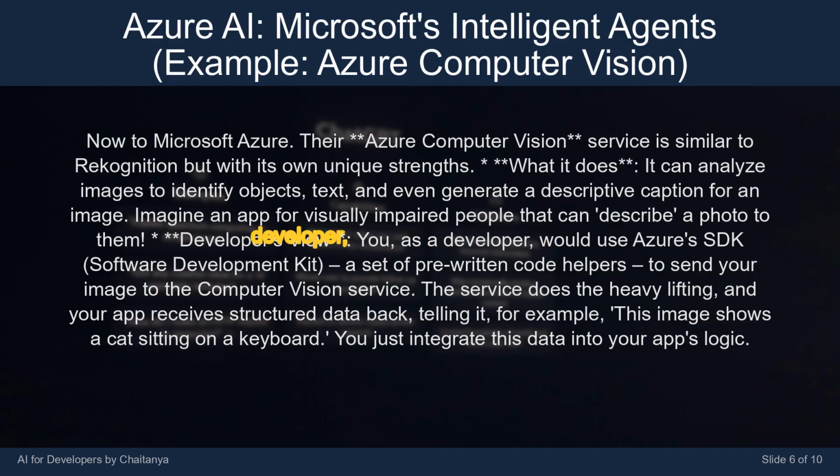Developer's view. You, as a developer, would use Azure's SDK, Software Development Kit, a set of pre-written code helpers, to send your image to the computer vision service. The service does the heavy lifting, and your app receives structured data back, telling it, for example, this image shows a cat sitting on a keyboard. You just integrate this data into your app's logic.